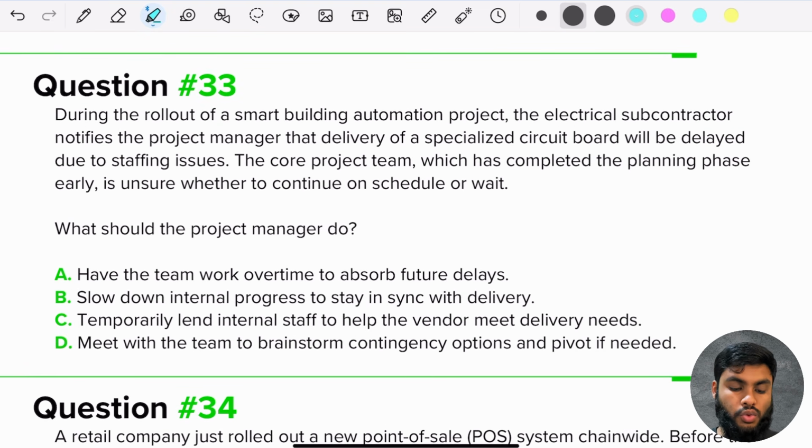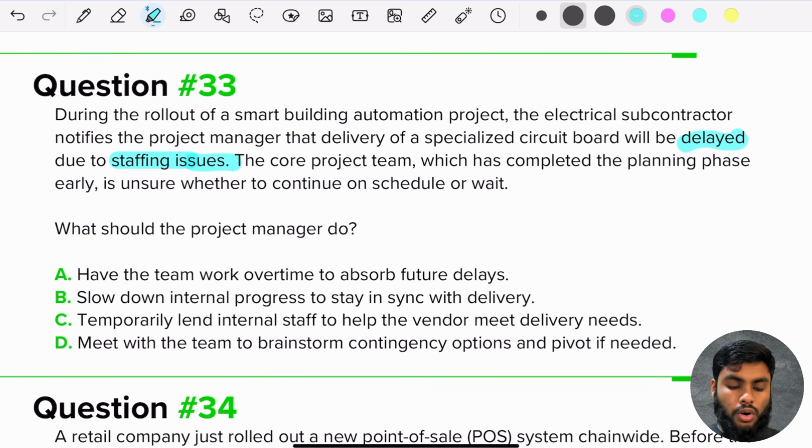During the rollout of a smart building automation project, the electrical subcontractor notifies the project manager that delivery of a specialized circuit board will be delayed. Okay, this is our problem statement. Due to staffing issues, fine. The core project team, which has completed the planning phase early, is unsure whether to continue, reschedule, or wait.